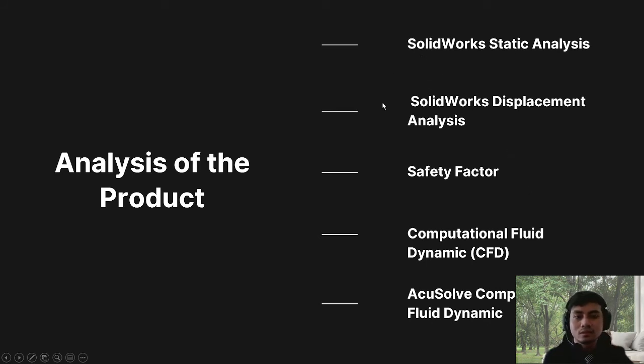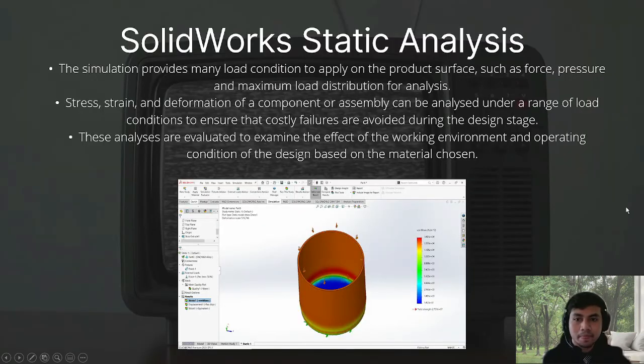And lastly, analysis of the product. This product consists of SolidWorks static analysis, SolidWorks displacement analysis, safety factor, computational fluid dynamics (CFD), and Actual computational fluid dynamics. SolidWorks static analysis is a simulation that provides many load conditions to apply on the product surface, such as force, pressure, and maximum load distribution for analysis. Stress, strain, and deformation of a component or assembly can be analyzed under a range of load conditions to ensure that costly failures are avoided during the design stage.